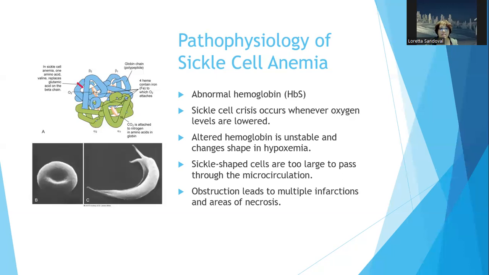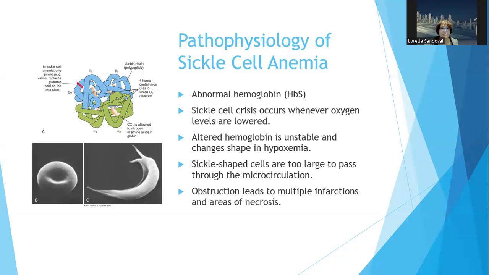What happens is the sickle-shaped cells are too large to pass through the microcirculation. Remember we said those little tiny red blood cells have to pass through those itty-bitty little capillaries, one cell at a time. They line up, they go through one cell at a time. The sickle-shaped ones are too big and they can't get through there. So it obstructs the capillaries and it leads to multiple infarctions in areas of necrosis.